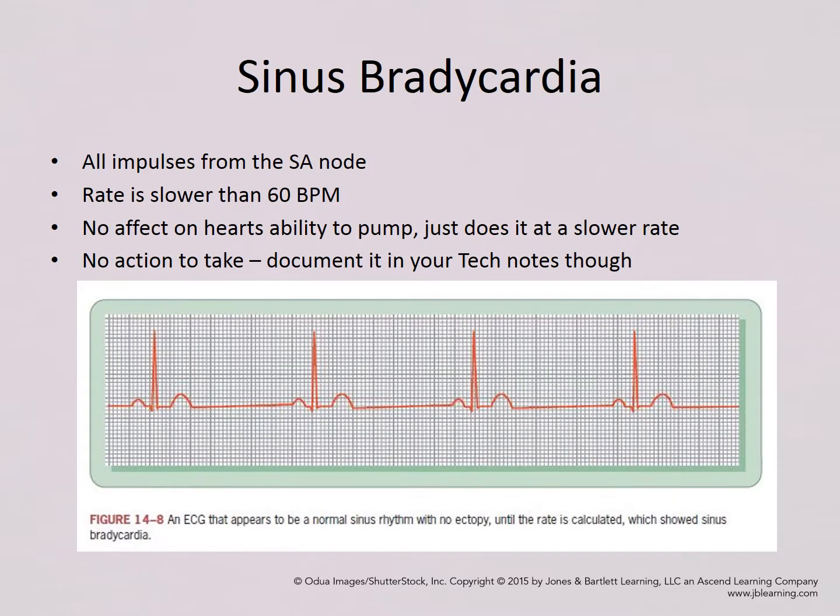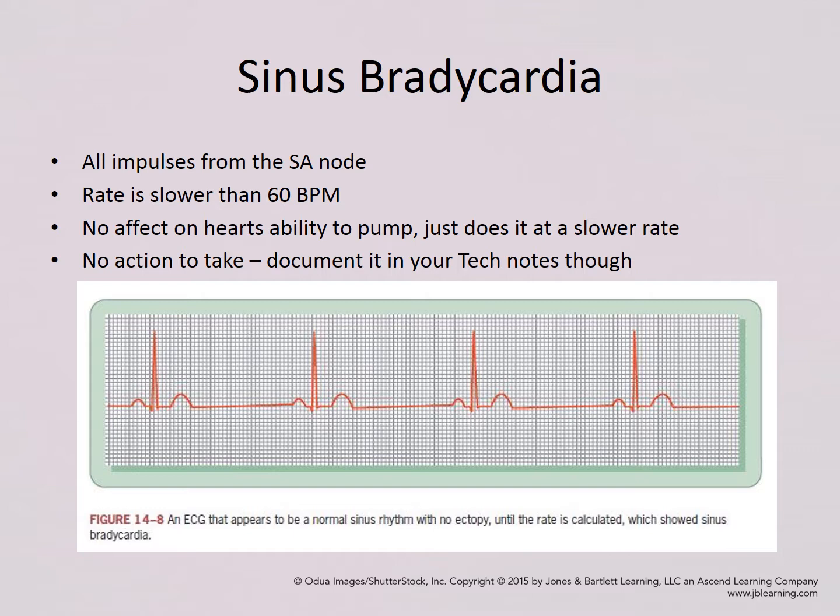Let's go on. Sinus bradycardia. This is basically just a slowing of a normal heart rate, or of a normal EKG. Again, all impulses are from the SA node, like normal. Your atria and ventricles depolarize and repolarize in a normal fashion, just slower than they should. Overall, the rate is slower than 60 beats per minute. This type of arrhythmia has no effect on the heart's ability to pump blood. It's just doing it at a slower rate. There is no action for you to take. You just want to document in your tech notes.